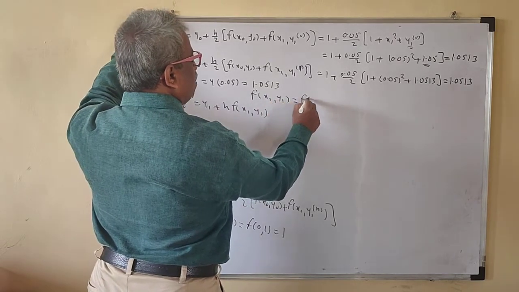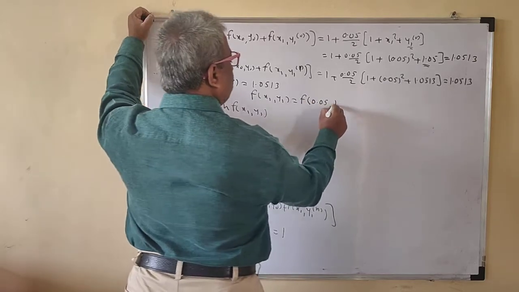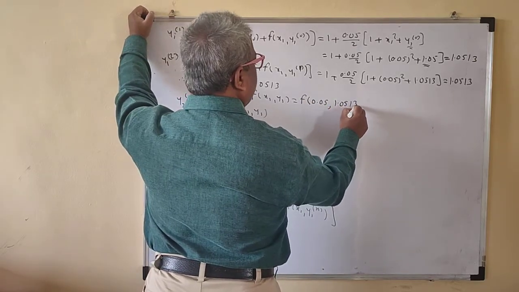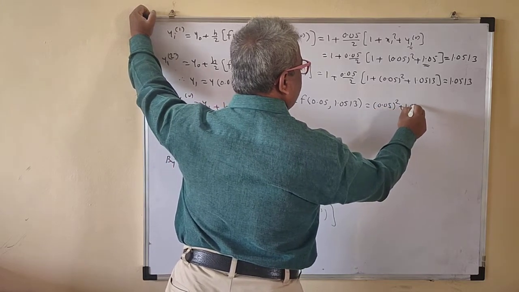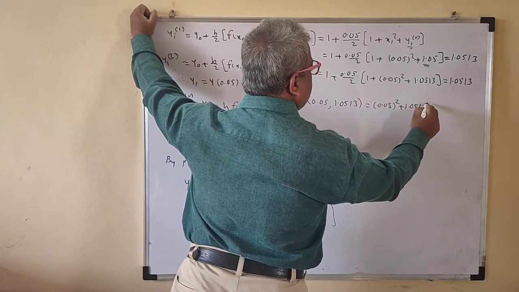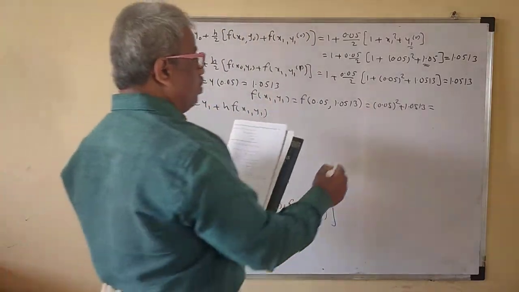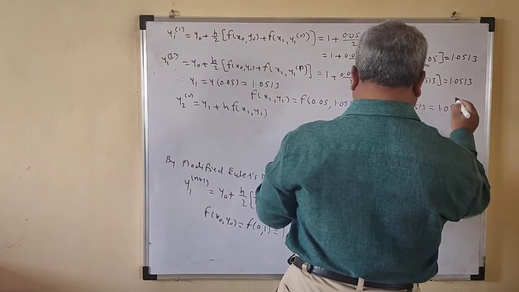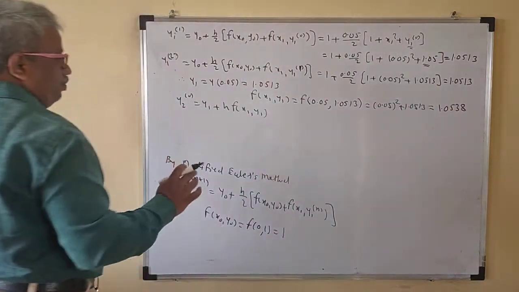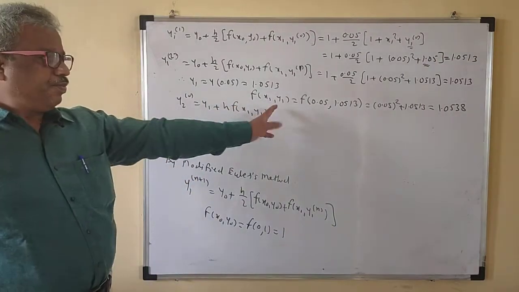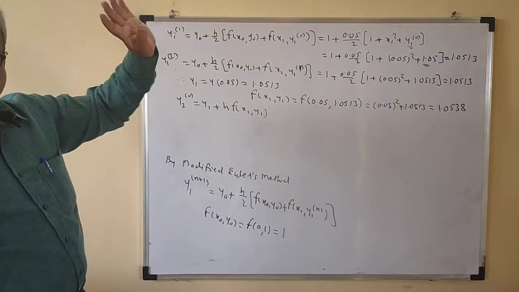This is f of, what is your x1? x1 is 0.05. What is your y1? 1.0513. So this is 0.05 square plus 1.0513. This is equal to, we will find that f of x1 y1 is 1.0538. Now we use this value somewhere now. Okay. So we have just calculated this value, and we will always use this one.